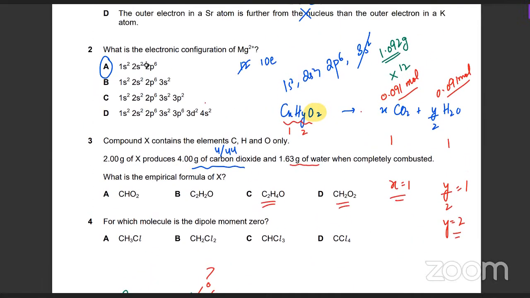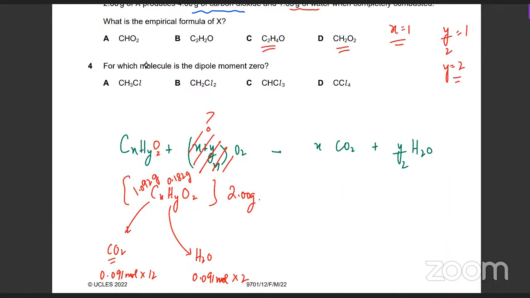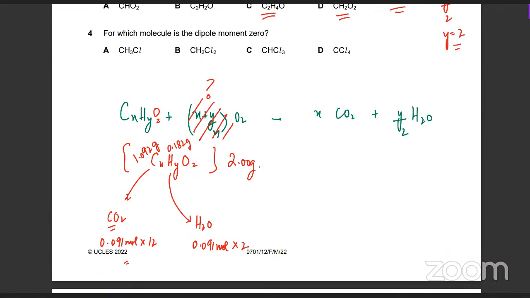So here I did 4 divided by 44. I said the whole thing had a mass of 2 grams. Now we can figure out the mass of oxygen: subtract the mass of carbon and the mass of hydrogen from it. So you're getting 0.726 grams.